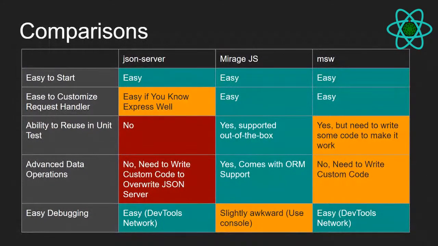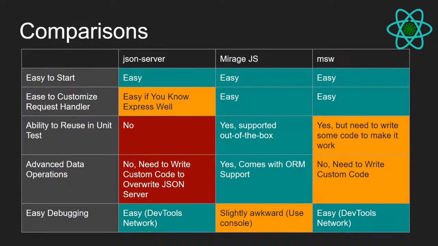Then the next one is advanced data operations. So you want to do advanced filtering, advanced linking, all these things. JSON server doesn't help you with that. Actually it's very hard because you not only need to know how Express works, you also need to know how JSON server works if you want to override it. So it's very hard. I tried.